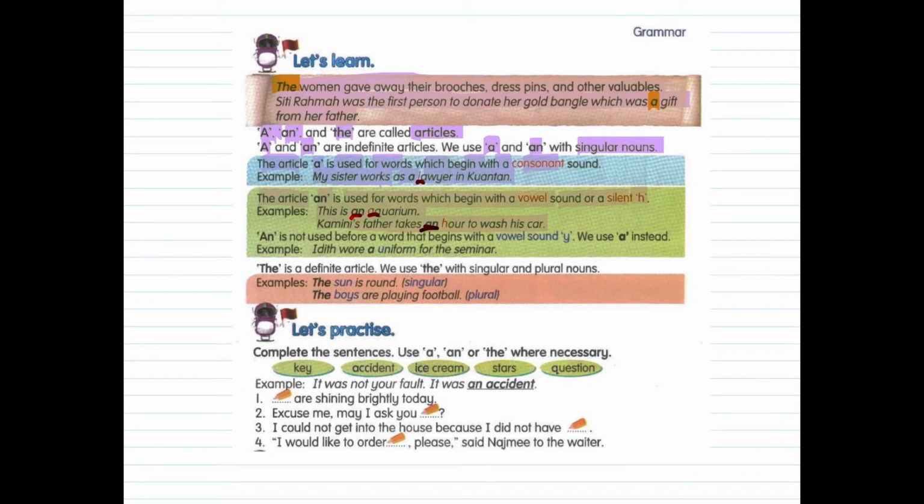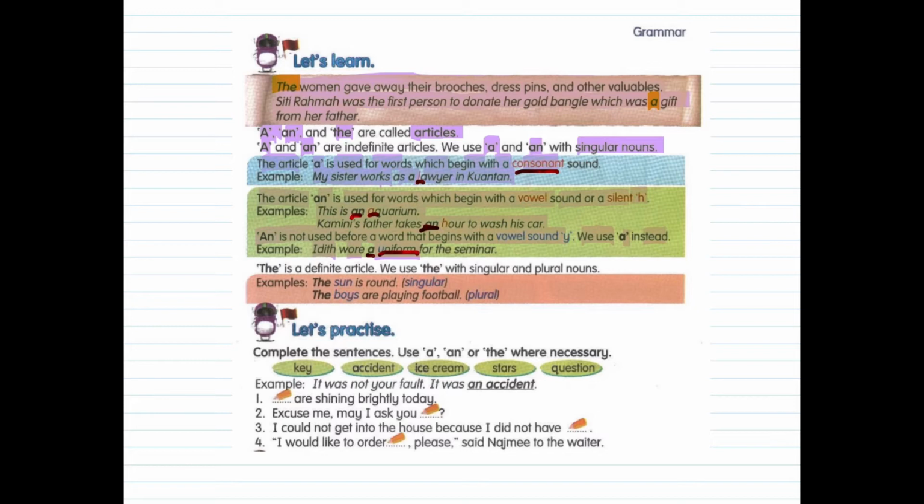Okay. Let's continue. "An" is not used before a word that begins with a vowel letter but has a consonant sound. Yeah, we use "a" instead. For example, Edith wore a uniform. Okay, you don't pronounce it "oo-niform". You pronounce it "yoo-niform". So uniform, the sound is the consonant sound. So that's why you use "a", although the letter U is there. The letter U usually is a vowel sound, isn't it? But for uniform, it makes a consonant sound. Right?